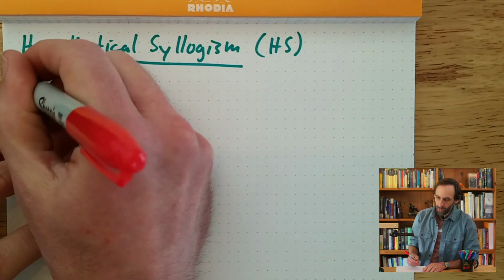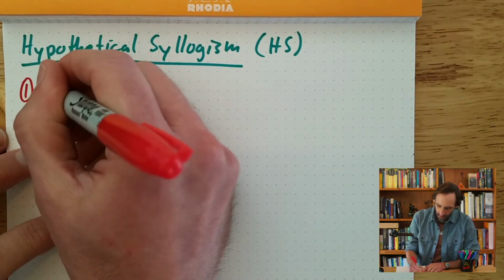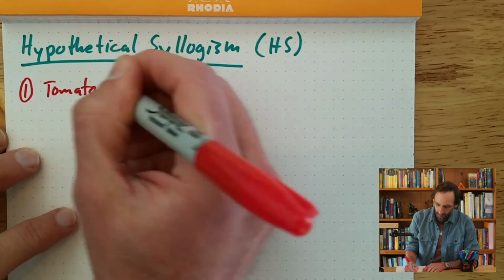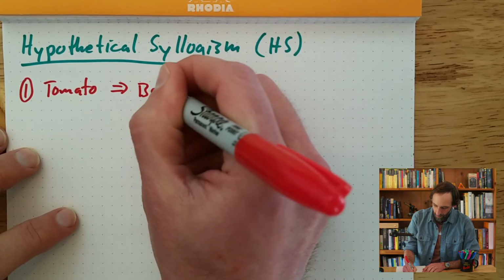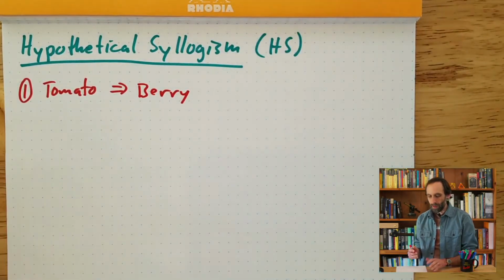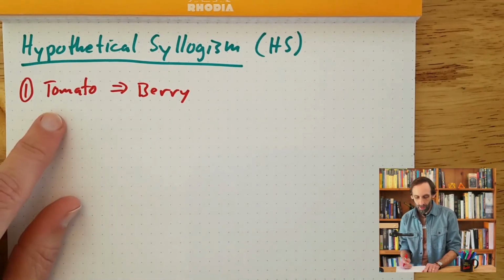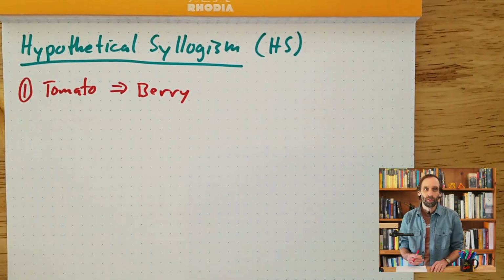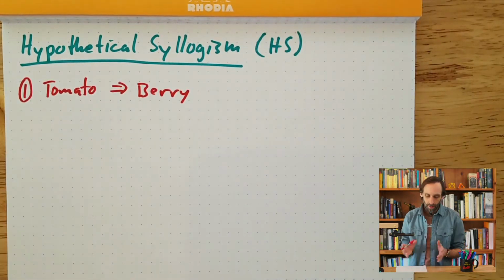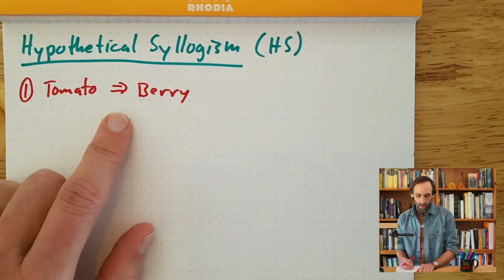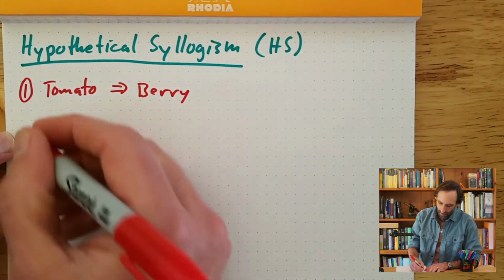So our first premise in this example will be that tomato implies berry. So you could say this as a conditional. If you have a tomato, then you have a berry. You could say it as like all tomatoes are berries. Either way, you can express it with this symbol of tomato implies berry.